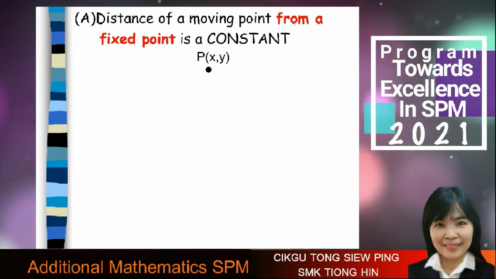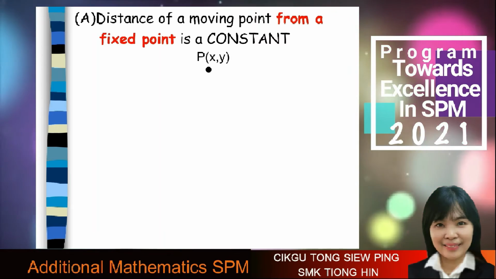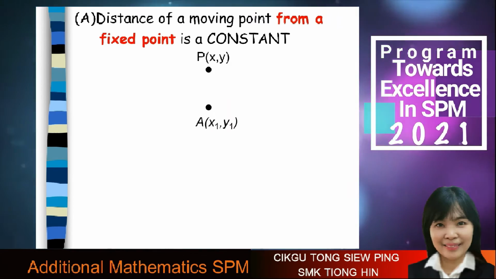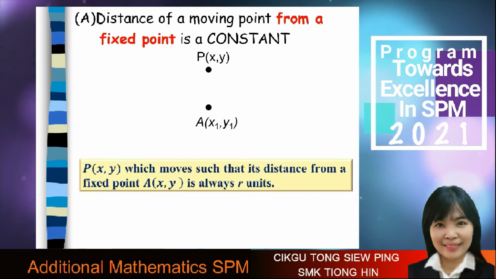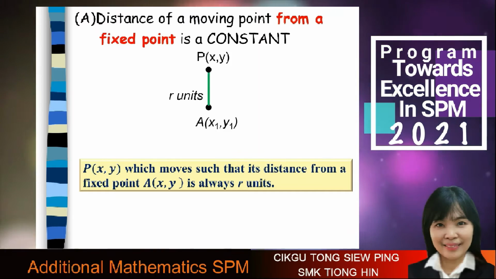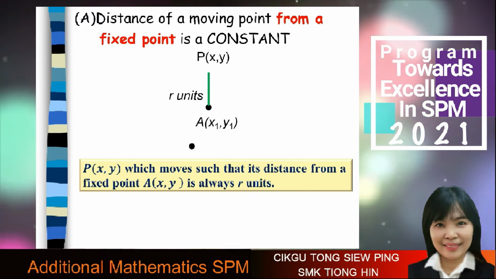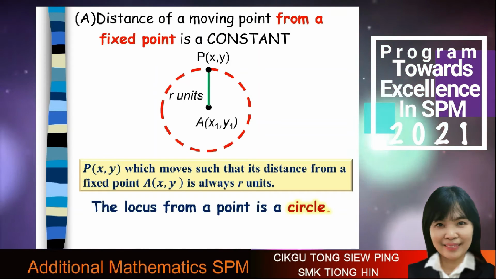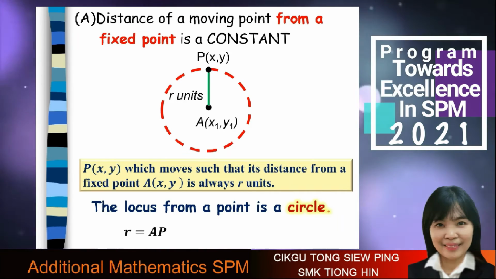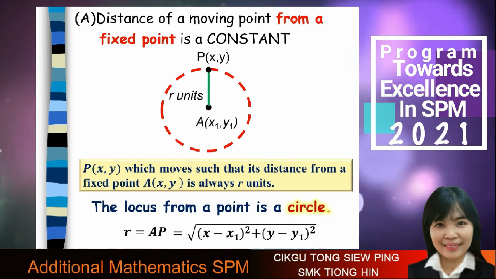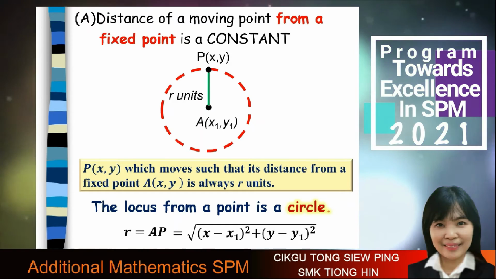Now let's get into the details. Look at the following example. Let P be the moving point and A be the fixed point. Point P moves such that the distance from fixed point A is always r units. We can see that the locus formed is actually a circle. r is equal to AP, and the distance can be found by using the formula.